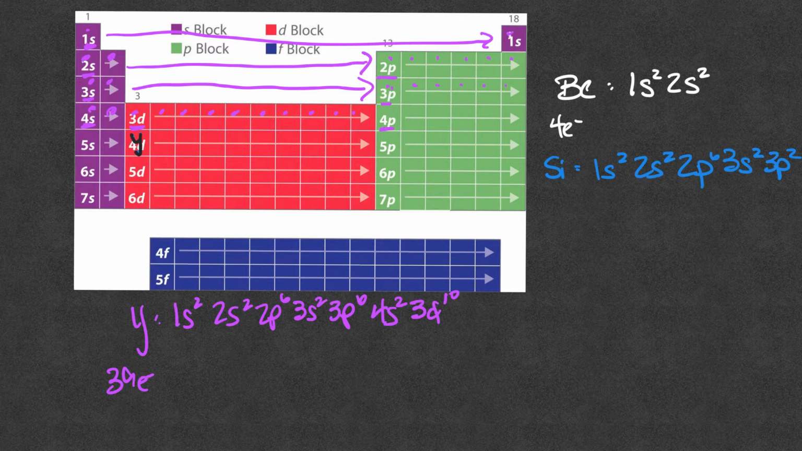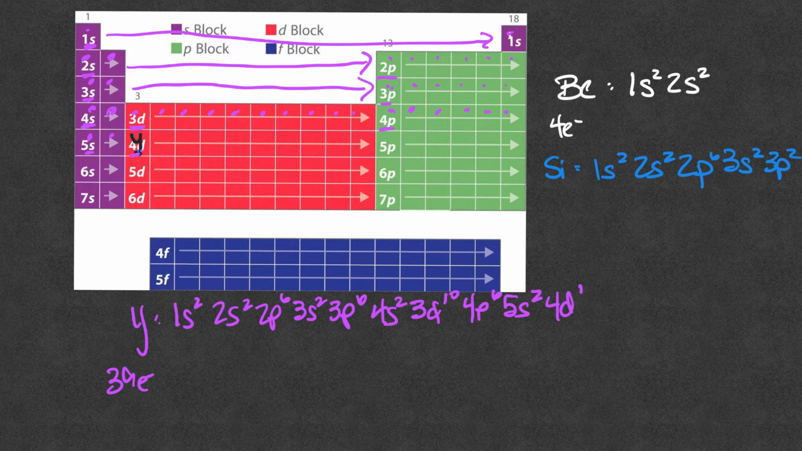Then I have 4p. Then it's 1, 2, 3, 4, 5, 6. Then your next is 5s. Then it's 1, 2. And after that, you have 4d. Since yttrium is right here on the 4d, the first one, it's 4d1. All right, so that's the electron configuration for this.